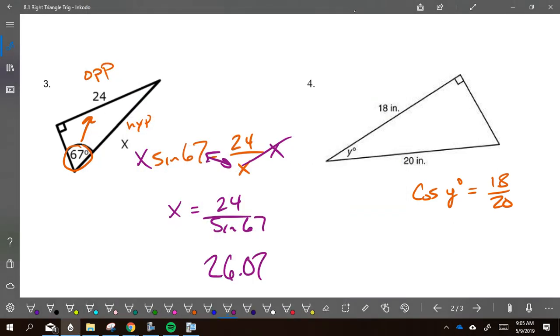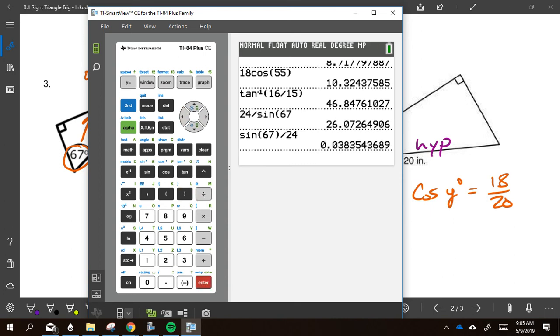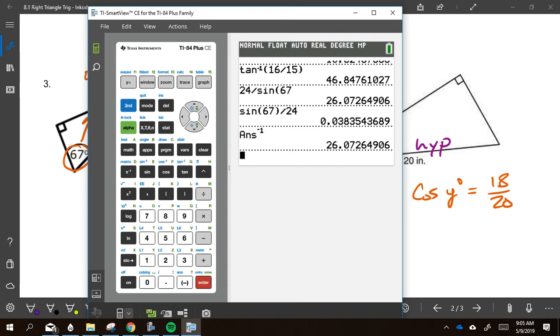Over here, this is the hypotenuse. This is the adjacent because it's right next to it. Can you just divide by 24 in the beginning? Because I know that gives you the right answer, but what is it? Because x is in the bottom, you'd have to take the reciprocal of that. So if you did sine of 67 divided by 24, then that is equal to 1 over x. And so then I would have to take the reciprocal of that, and it would get me my 26.07. Does that make sense? All right.